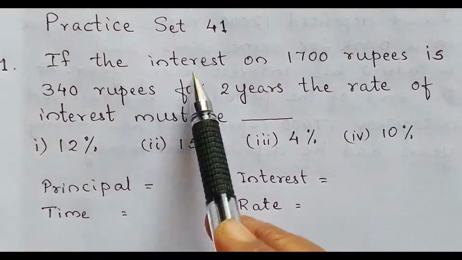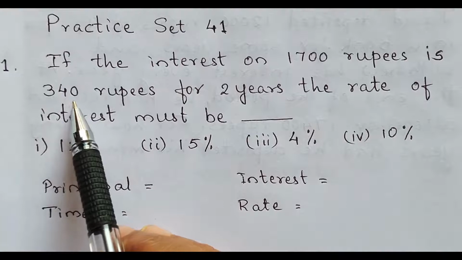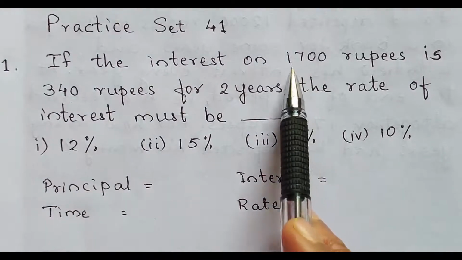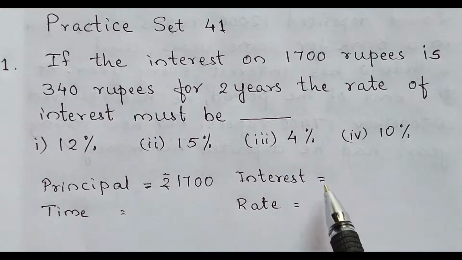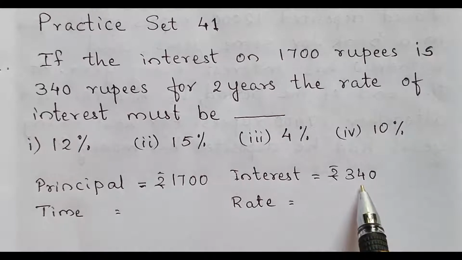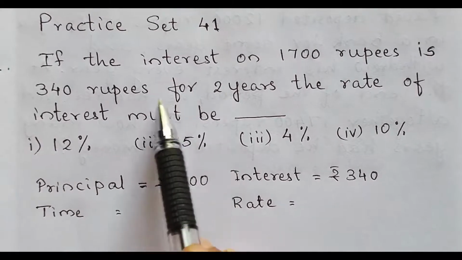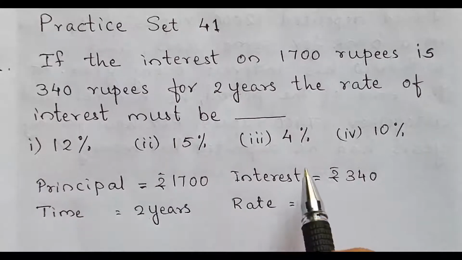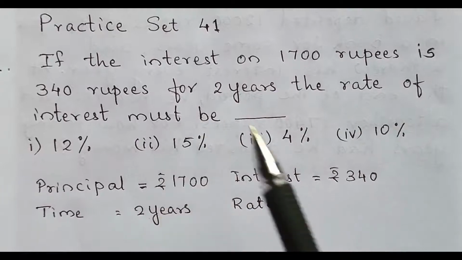It's given the interest on 1700 rupees is 340. That means 1700 rupees is the principal. Now what is the interest? The interest is 340 rupees. Now the time. The time is 2 years. Now what are you to find? We have to find the rate of interest.